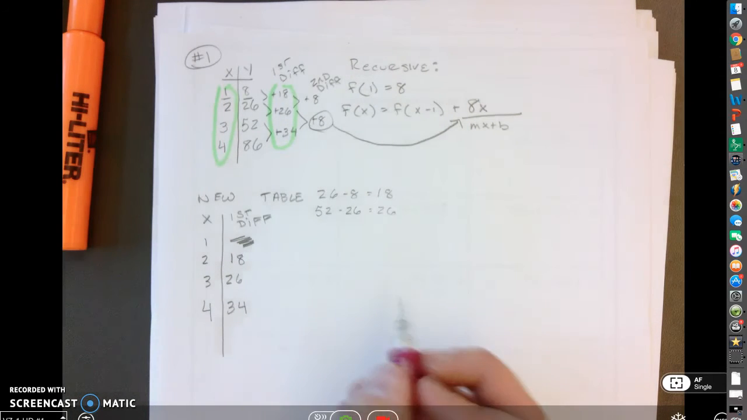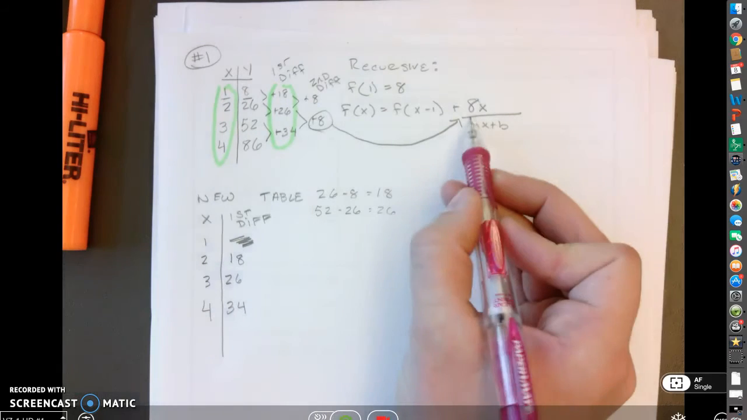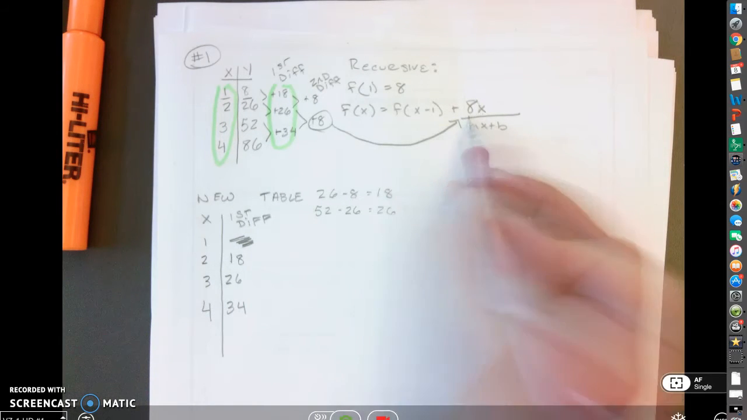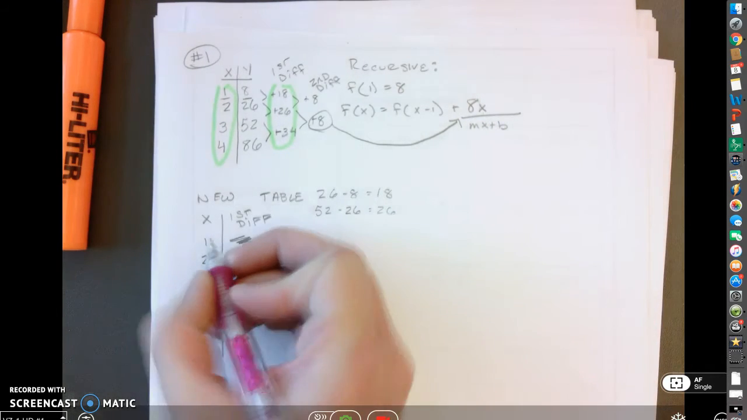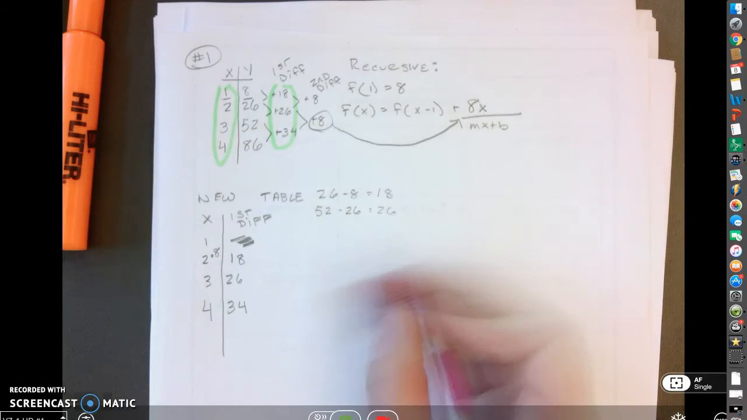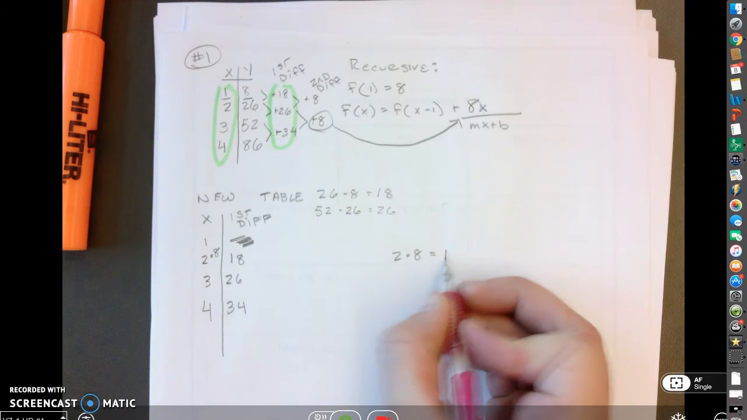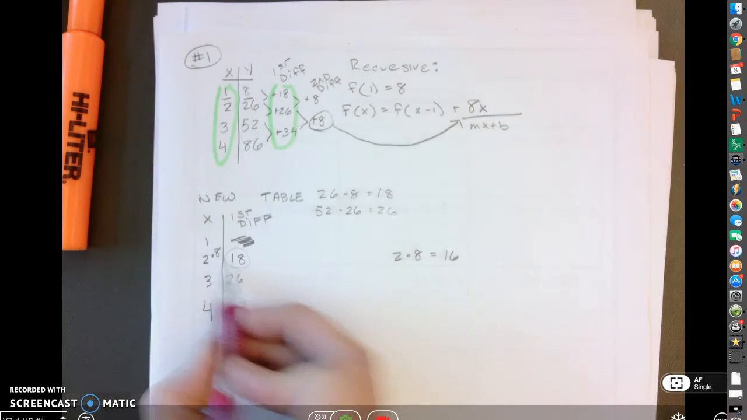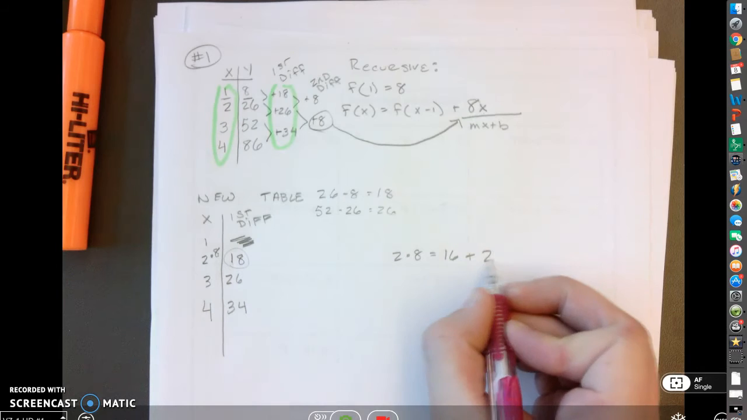Now I have to say, okay, what's the equation for this? So you told me to multiply all of my x's by 8. So here are my x's, so I'm going to do 2 times 8. Well, 2 times 8 is 16, but I want 18, so I have to add 2.